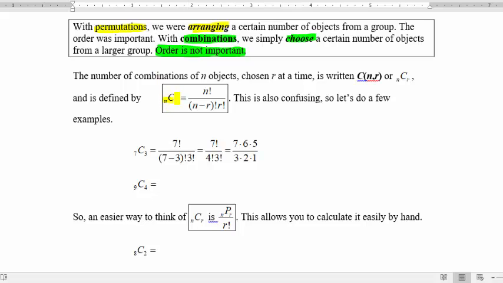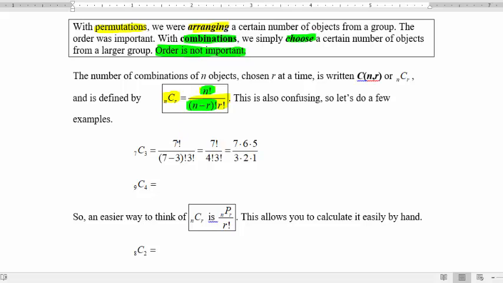So what's the definition of a combination? There it is, nCr. If I have n objects and I'm choosing r of them at a time, the formal definition is n factorial over n minus r factorial times r factorial. If you look at this, the n factorial over n minus r factorial is actually nPr. So nCr is really nPr, but then you also have an additional factor of r factorial in the denominator.